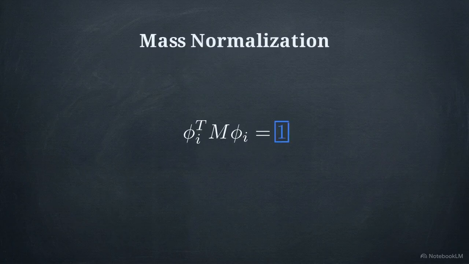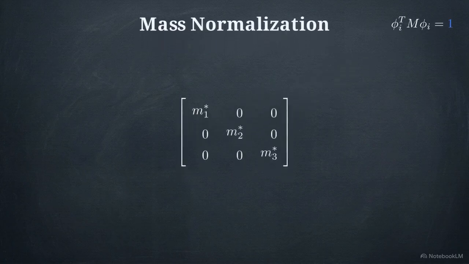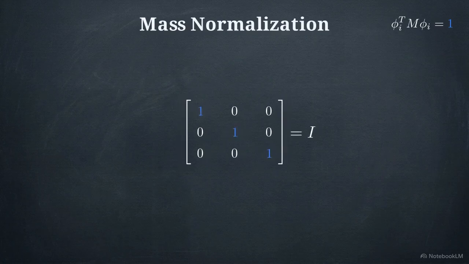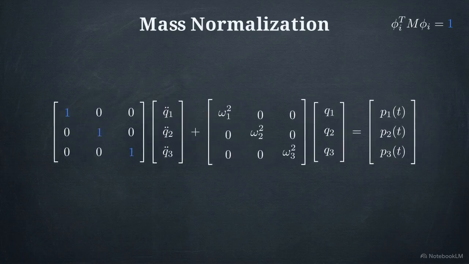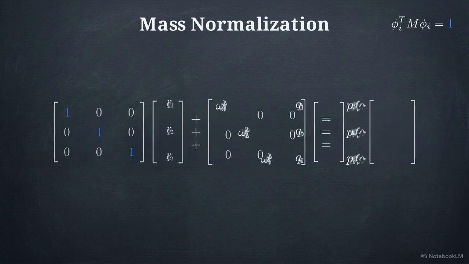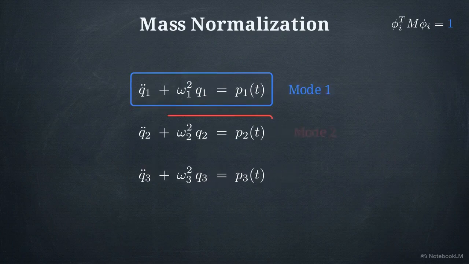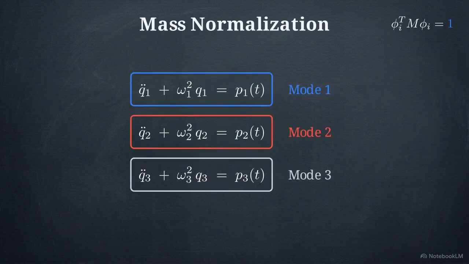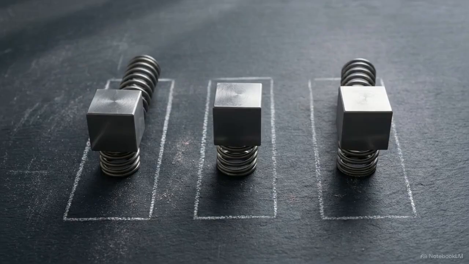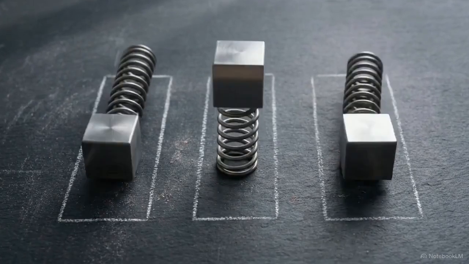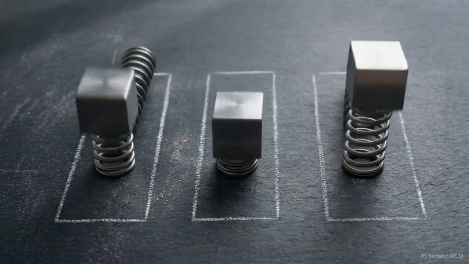Finally, we scale the mode shapes so that the product of each mode with the mass matrix equals 1. This is called mass normalization. This step simplifies the mass matrix into the identity matrix, where only the main diagonal contains ones, and everything else is zero. The system of equations now splits into three separate, independent lines. Each describes the vibration of a single mode. The complex 3-degree of freedom system is now represented by three independent equations that do not influence each other.